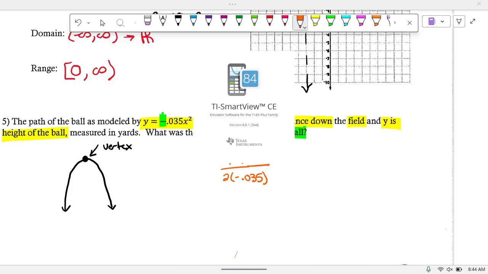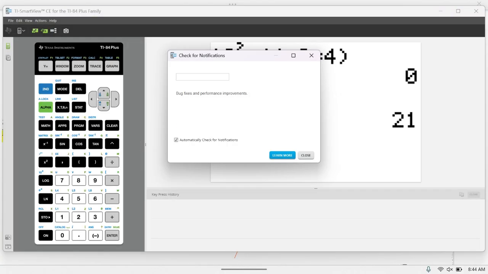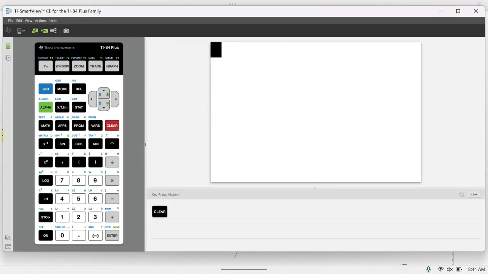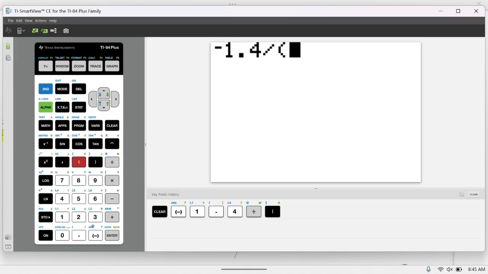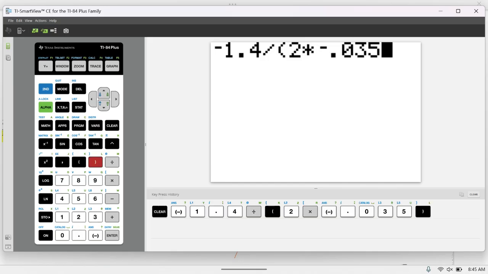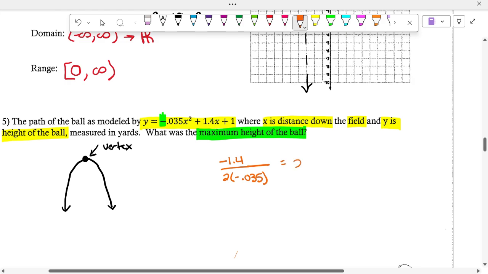As soon as it opens, I have negative 1.4 divided by parentheses 2 times negative 0.035. So 20. Now, that is the x value of my vertex.